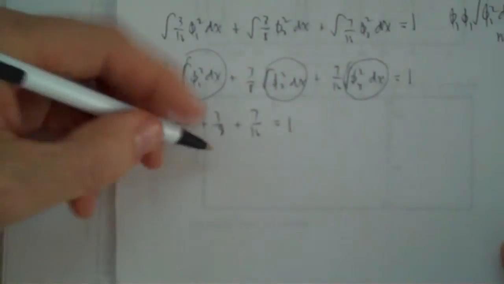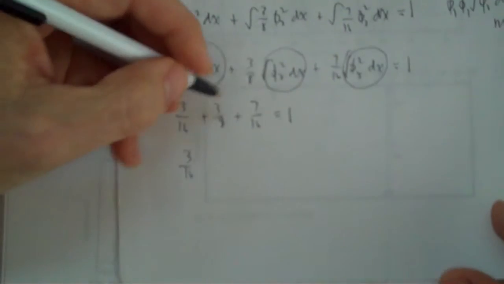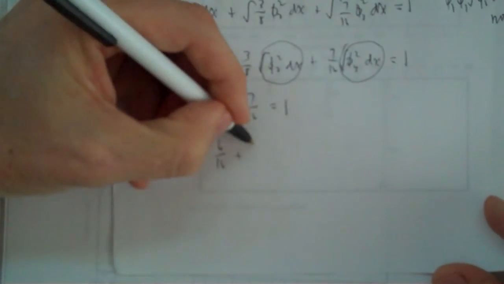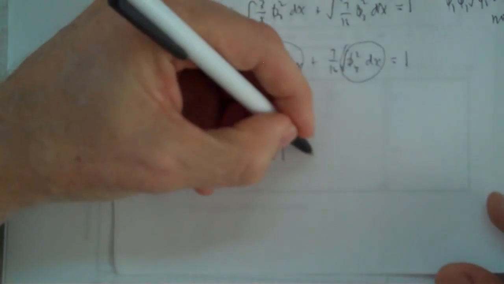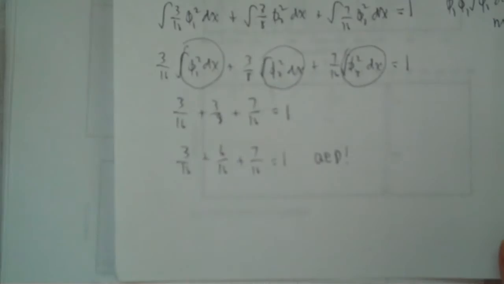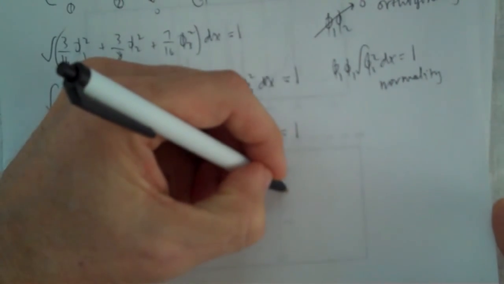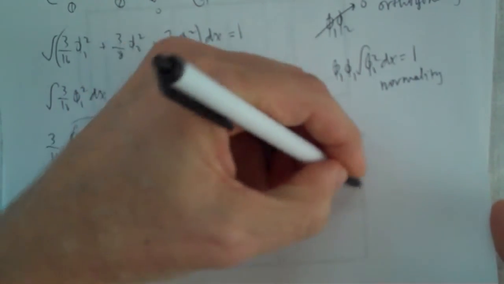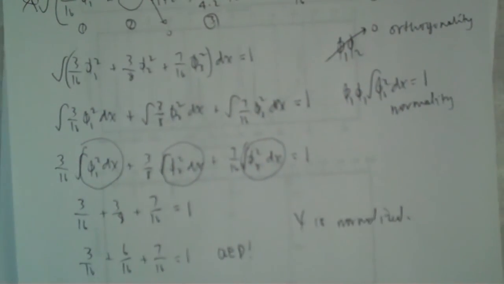Okay? So this is 3/16, I should be able to do this in my head, plus 6/16 plus 7/16 equals 1, and that I can see is true. QED. Boom. Okay. So, we would say then that this is normalized. And that was part A. Okay. Hopefully the shorter video for part B.